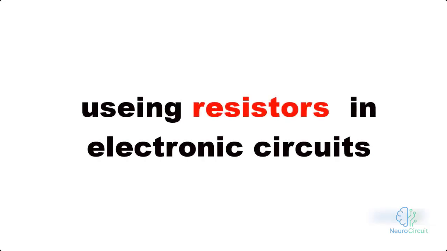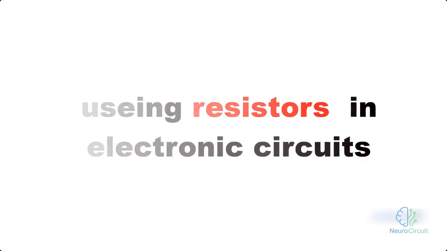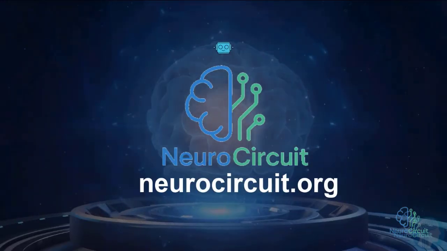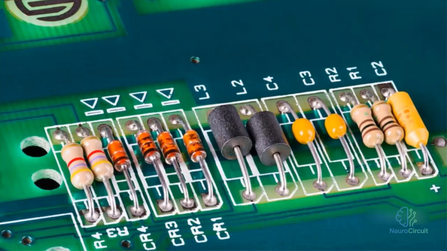In this video, we want to talk about some laws about resistors, and how we can use them in a circuit. So let's get started. To use resistors correctly in electronic circuits, you must follow a set of rules and principles. These guidelines help you choose, calculate, and place resistors properly in your circuit. In the following, we'll explore these principles with examples.